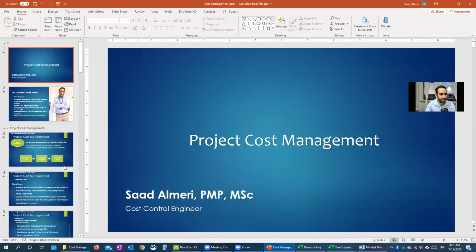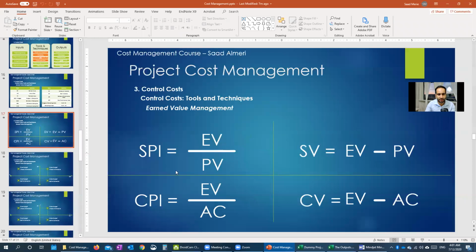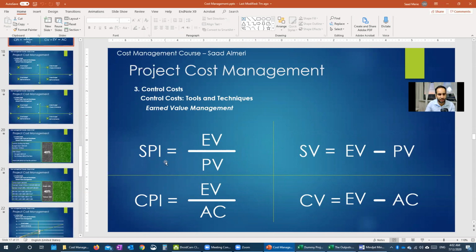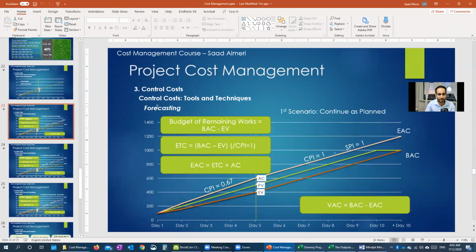The second part was talking about the earned value management. And we talked about the earned value formulas, which are here, how we determine the SPI, CPI. And we talked about the 4 scenarios of the forecasting. So we said that earned value is not only to determine what is the status of the project, but also to estimate the remaining costs in the project based on the previous performance.